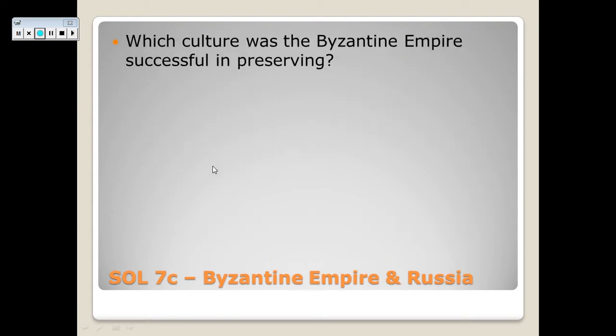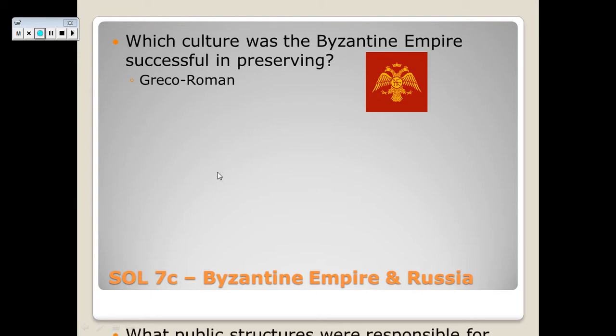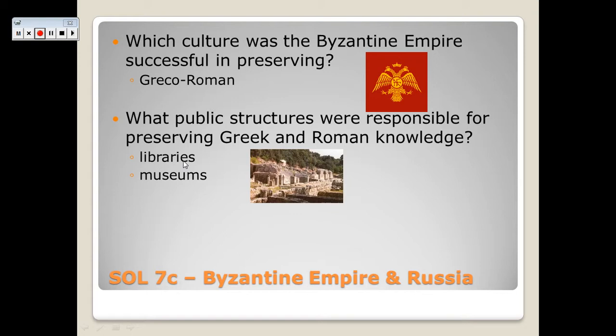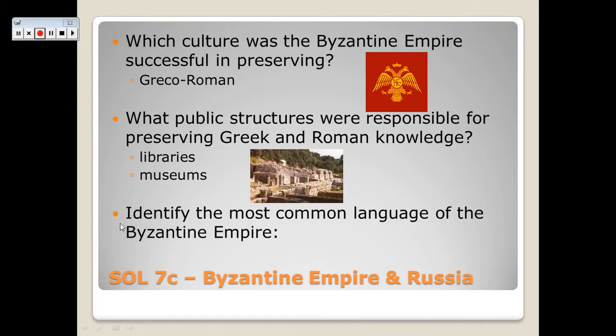Which culture was the Byzantine Empire successful in preserving? Alright, Greco-Roman. They are one of our places where Greco-Roman culture will survive the Dark Ages that passed through Western Europe. Alright, what public structures were responsible for preserving this Greek and Roman knowledge? Libraries and museums that get built throughout the empire. And the most common language of the Byzantine Empire, guys, remember where it is.